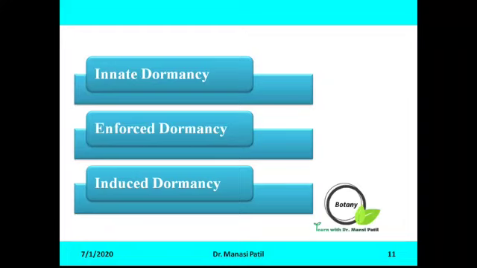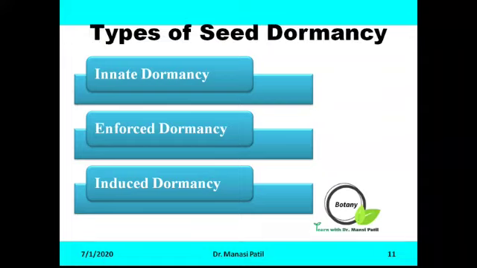That next point is types of dormancy. Dormancy may be classified into three main types. First type, innate dormancy. Second one, enforced dormancy. And third one, induced dormancy. Let us study these types one by one.